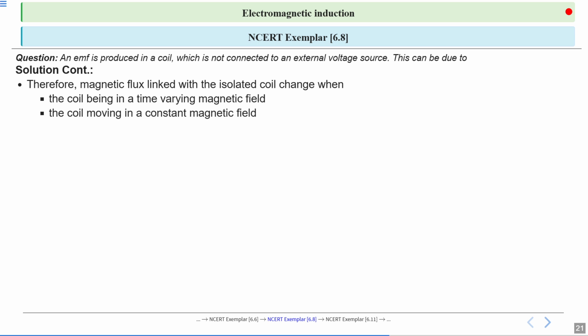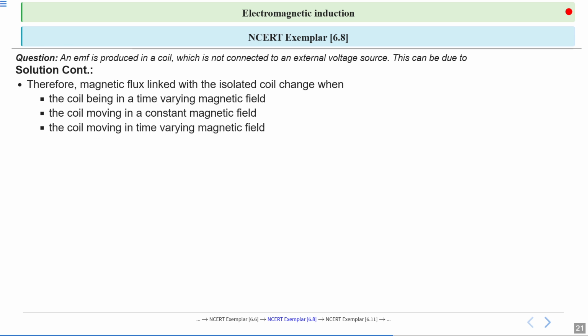So this is the first method. Second method, the coil is moving in a constant magnetic field. Due to the motional EMF, EMF will be induced. We have discussed the topic of motional EMF. So this coil is moving with constant velocity in the constant magnetic field, so EMF will be induced.